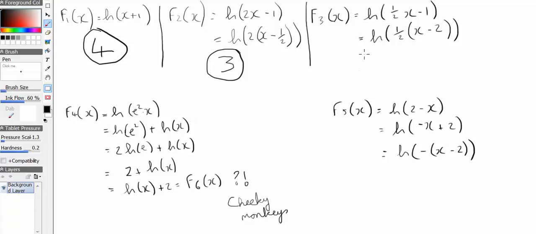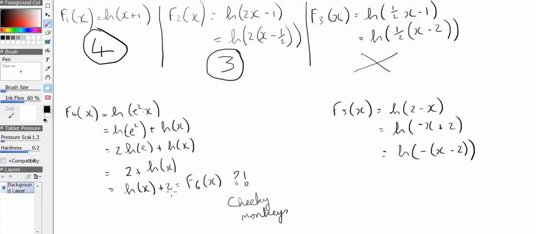Then a bit of a cheeky monkey, this one, because look, I've started off with ln e squared times x. I can use my log rules. If it's those two things times together, I can split it so it's ln e squared plus ln x. I can move the power of 2 down, so it's 2 ln e plus ln x. But ln e is 1, so 2 times 1 is 2, so that becomes 2 plus ln x, or ln x plus 2, either way around, which is exactly the same as f6. I think they're being a bit cheeky there, if you ask me.